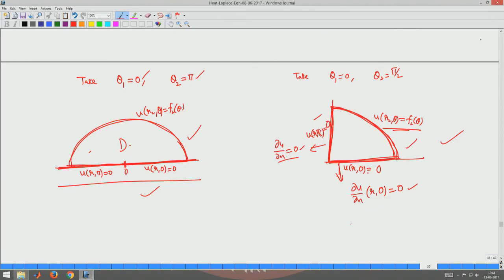Here also, suppose you want to do this, the normal is only r. Clearly, this normal vector is simply r. So, dou u by dou r is the normal derivative for this circular domain. If you give this, then u_r of r2 comma theta, integrated over theta from 0 to pi by 2, has to be 0. This is the necessary condition for you to have a solution.